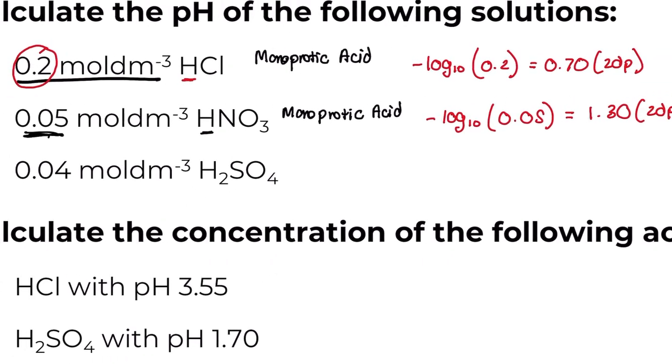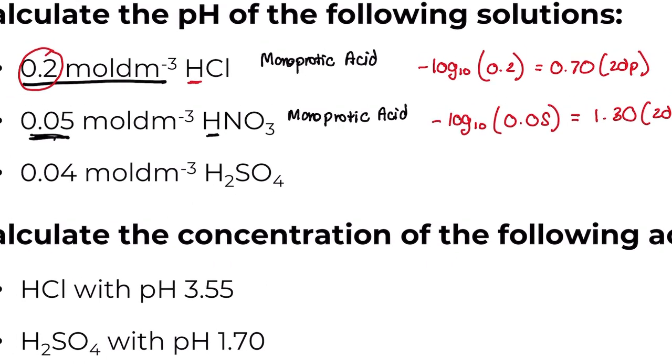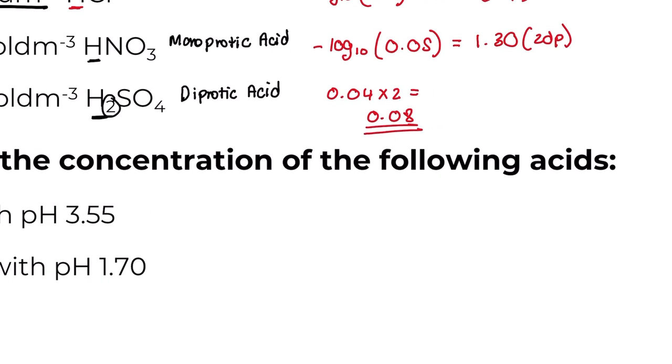Okay. Now, for the last one on calculating pH, we can see that it's sulfuric acid and there are 2 hydrogens. So this is going to be a diprotic acid. Because it's a diprotic acid, what we're going to do is multiply the concentration of this acid by 2. Okay, so we're going to do 0.04 multiplied by 2. That's going to give us 0.08. Okay, now that's our hydrogen ion concentration.